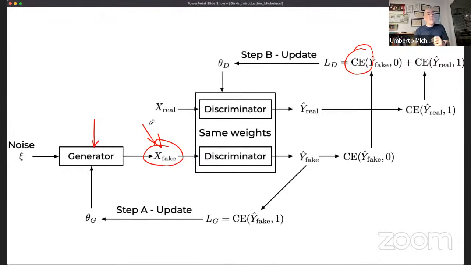I use this example of the Van Gogh painting because it's intuitive, but you can think about this X-fake as anything you want. It could be a table of numbers. It could be a one-dimensional spectra. If someone is studying physics, for example, you could use it to generate optical spectral measurements of stars in astrophysics. You can use it for so many things. That is just a matter of creating the generator so that the output has the right shape.